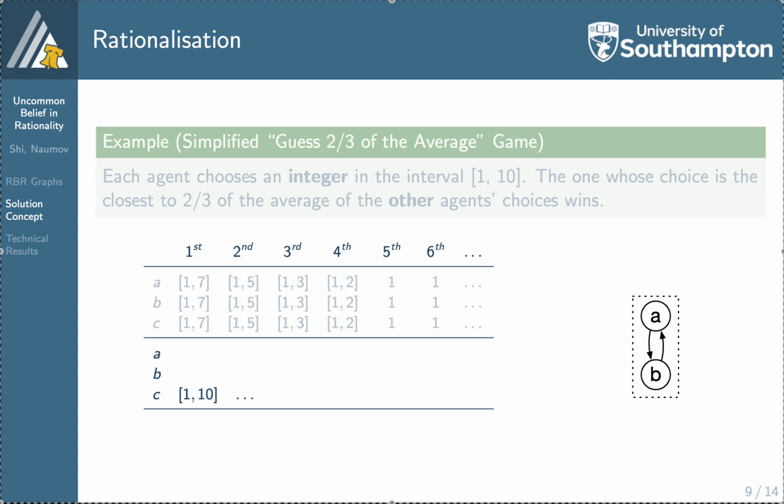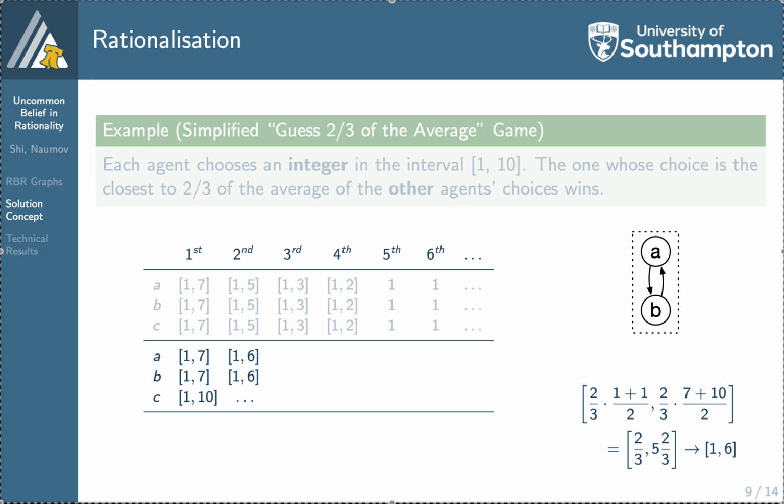Now we consider the second case. By our assumption, the irrational agent C always arbitrarily chooses from 1 to 10. A and B choose from 1 to 7 because they are rational. Next, A believes that B is rational but C is not. So A should believe that B would choose from 1 to 7 and C would choose from 1 to 10. So A will choose from 1 to 6. The same is true for B.